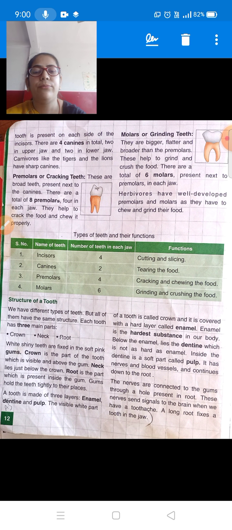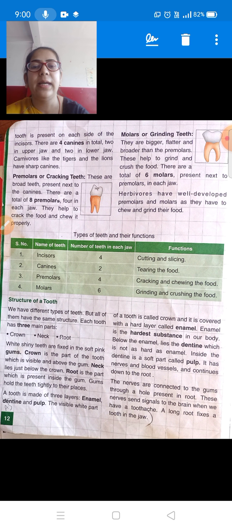And what is the function of premolar teeth? The function of incisor is to bite, cut or slice, right? The function of canine is tearing the flesh, tearing the food. And premolars are used to crack the food and chew it properly. Mainly whatever food we eat, roti, rice, whatever we eat, we chew that food properly with the help of our premolar teeth. They crush the food and grind the food.